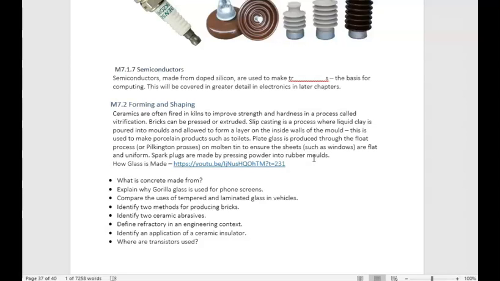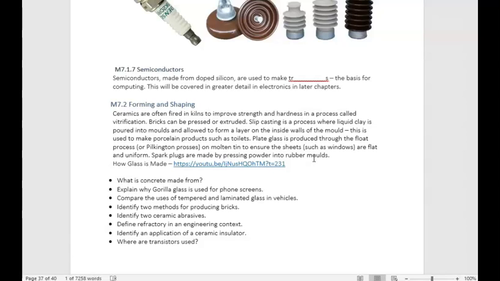Plate glass is produced through a method called the Pilkington process, also known as the float process, where the molten glass is leveled out on molten tin to keep it flat and uniform. Spark plugs are made by pressing powder into rubber molds, so it's pressed into shape. Alumina is usually the same thing, right? So when making dentures, we usually take the ceramic powder and press it, and it fuses under heat. I have a video there of how glass is made. That will be available to you in links aside from these notes. I'll provide them for you as well.